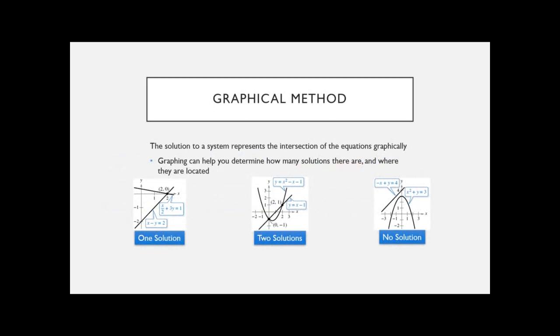So when you graph these, your solution is where your graphs are intersecting. And so graphing is nice as a check to see if there's a solution and how many solutions there are. So I've got an example of one solution: two lines, they intersect at one point. You can have two solutions if you have a line and then a quadratic, so that line can go through it multiple times. And you can have no solution if they don't intersect at all, and that is entirely possible.